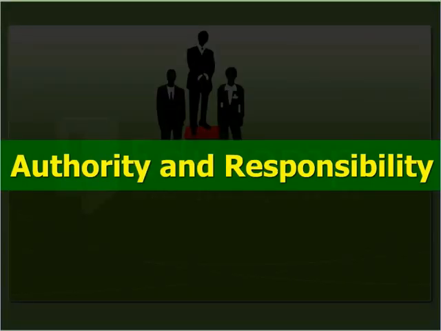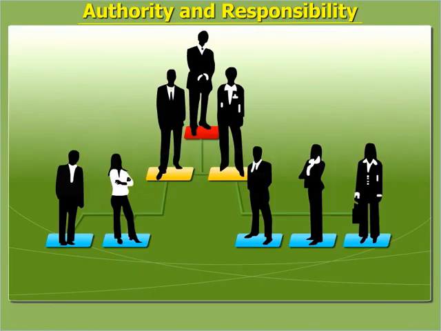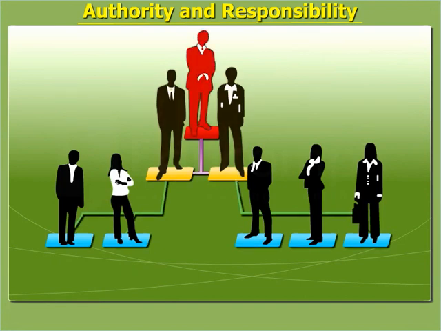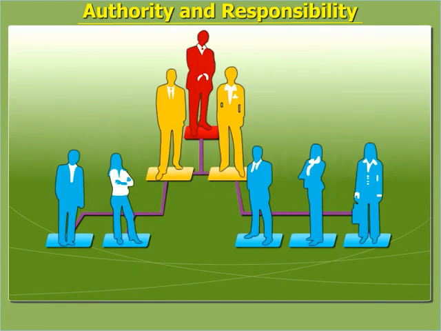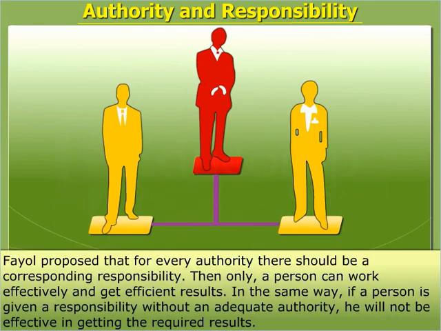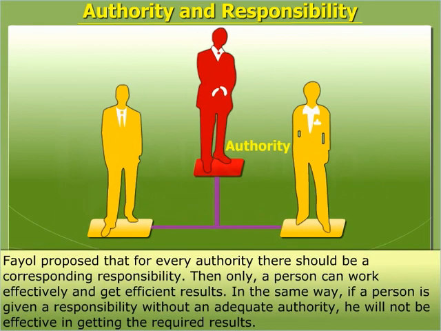Fayol's second principle of management is authority and responsibility. Authority is a power or right, generally because of rank or office, to issue commands and penalize for violations. Responsibility, on the other hand, is the outcome of authority. Fayol proposed that for every authority, there should be a corresponding responsibility. Then only a person can work effectively and get efficient results.